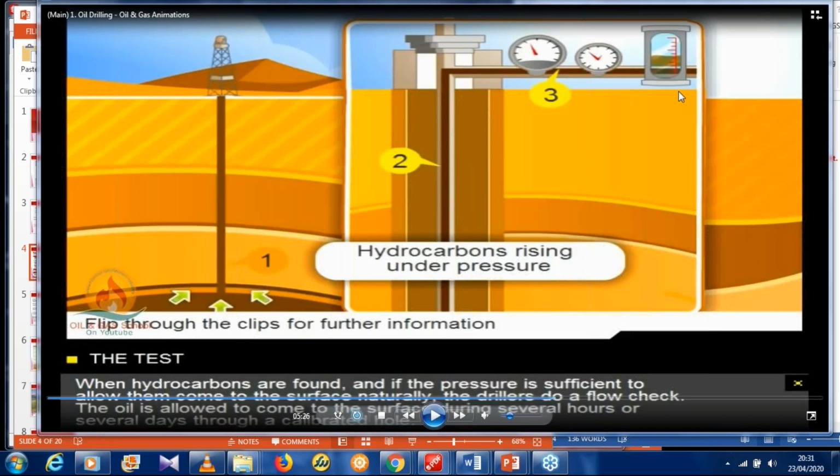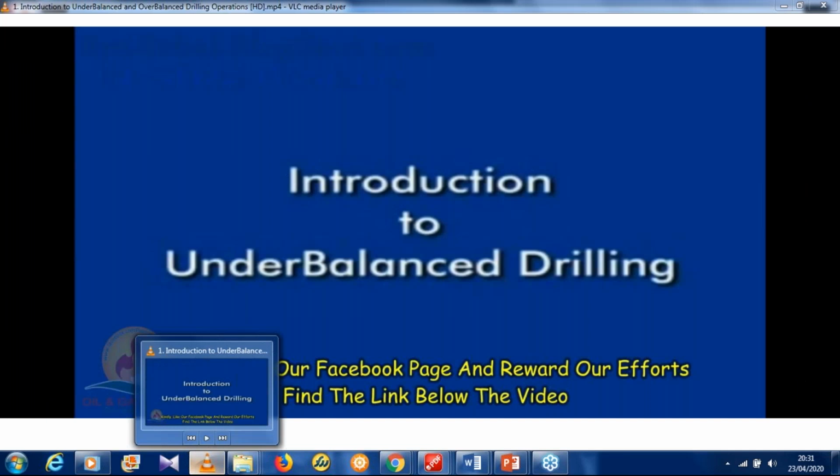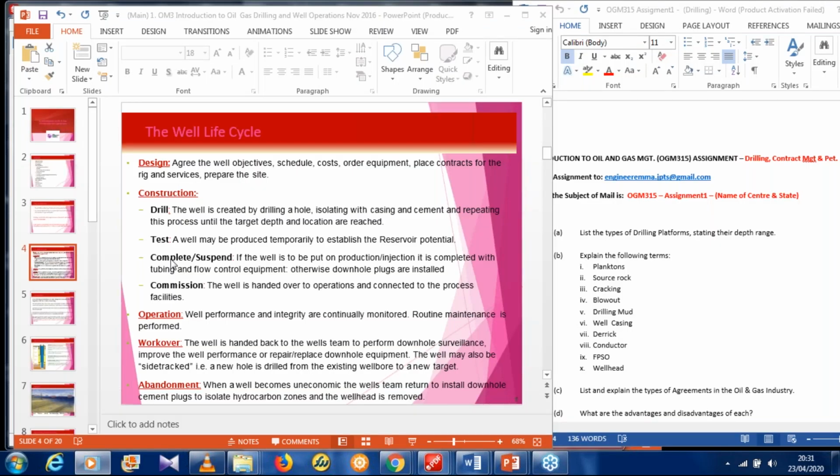So, okay. Back to some terms that you need to get acquainted with: test. When we're talking about testing, a well may produce temporarily to establish the reservoir potential. We do that testing of the well to check the lifespan of the well.